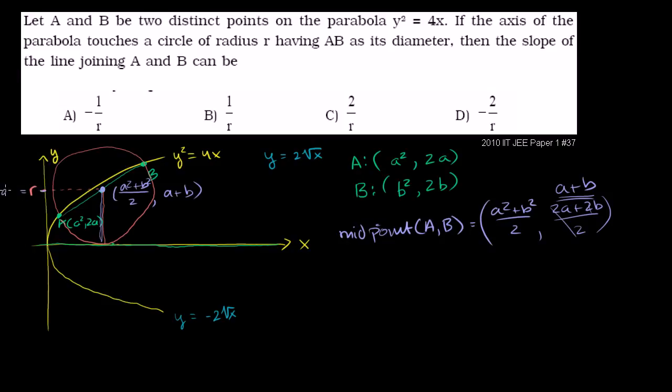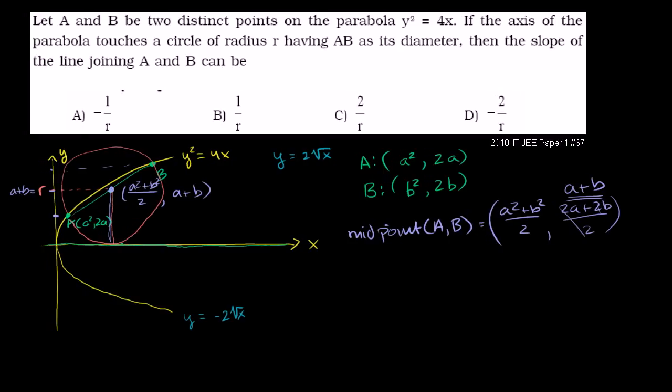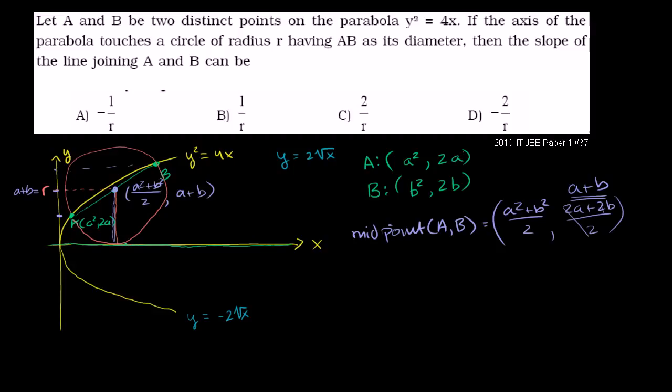This is equal to a plus b. Right? The y value in between 2a and the y value in between 2b right over here. 2b. This is a plus b. So just like that, we were able to get a relationship between a, b, and r. So we know a plus b is equal to r.